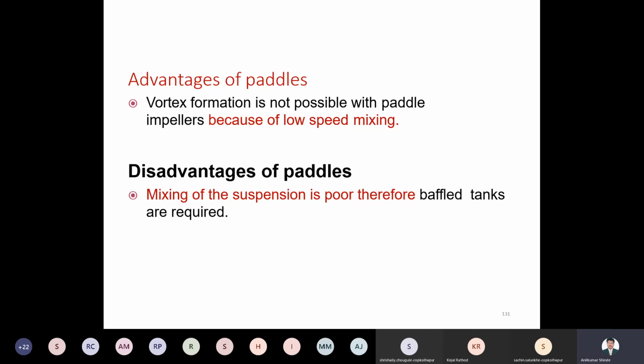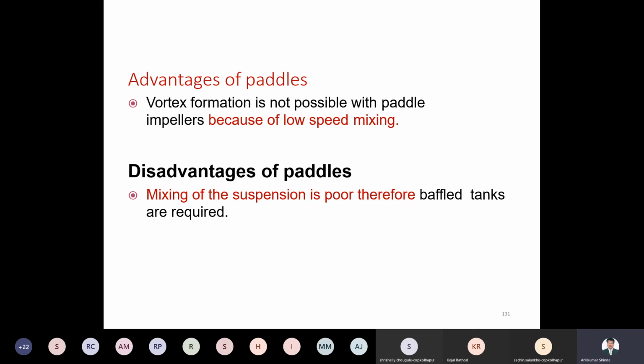Then the advantage of the paddle is the low speed: the highest vortex action and highly efficient mixing are possible at low speed. Not more than 100 RPM is required. The disadvantage of the paddle is that mixing of suspension is poor, therefore a baffle tank is used. Sometimes if you want to prepare a suspension, the baffle is necessary. So on the left side or right side of the container, different baffles are attached, and with the baffles they create shearing force, and the mixing is possible.